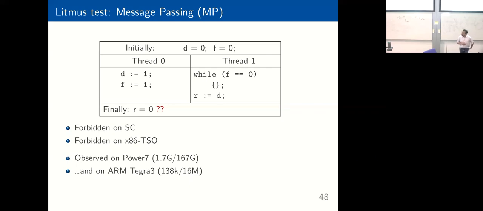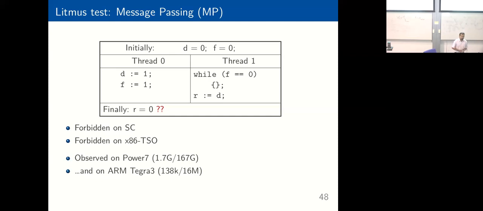And on the right-hand thread, thread 1, it waits around, waiting for F to become non-zero. Remember, F was initialized to be 0. After that, in program order, we read from that location D.